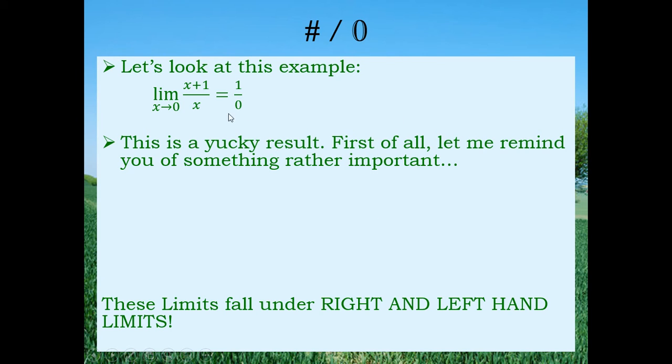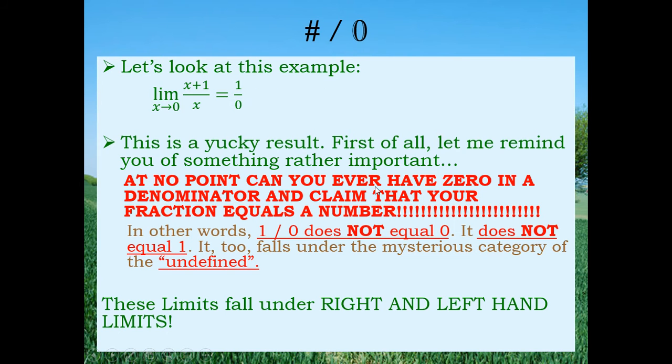So here's an example. If I have x plus 1 over x, I get 1 over 0. Okay, that's not a fun result here. Let's remind ourselves, okay, we can't have a 0 in the denominator. 1 over 0 does not equal 0. It's not equal to 1. It's undefined. So these limits fall under what are called right and left-hand limits.